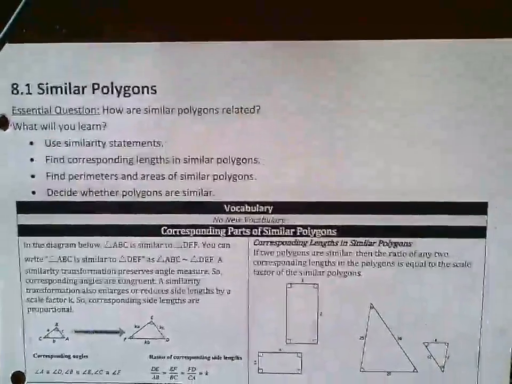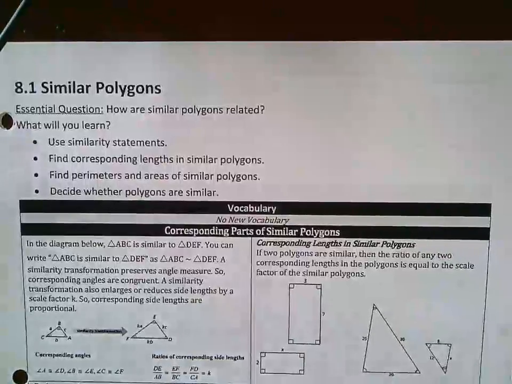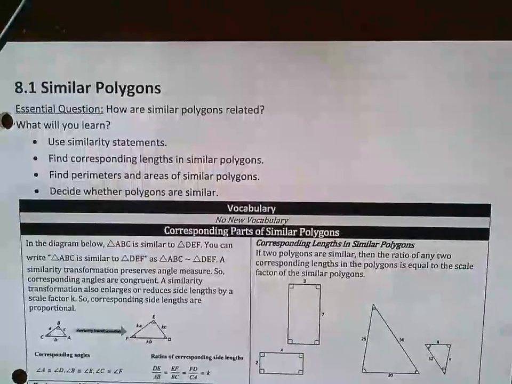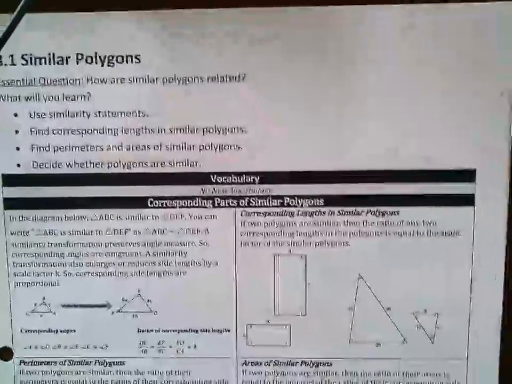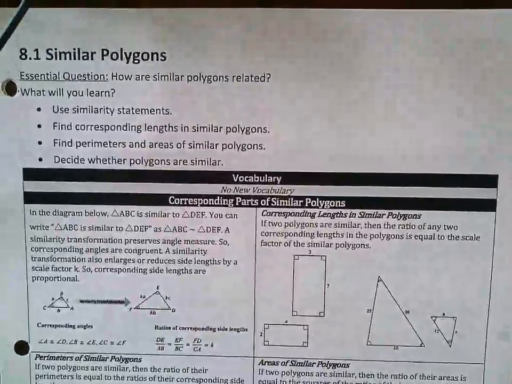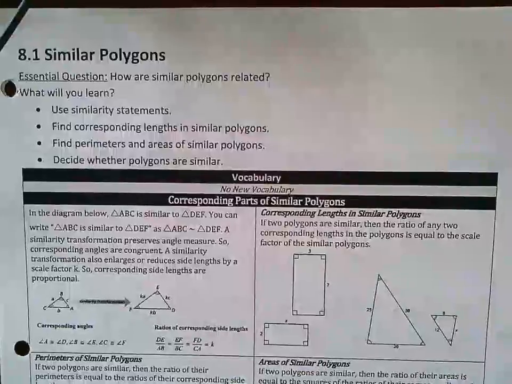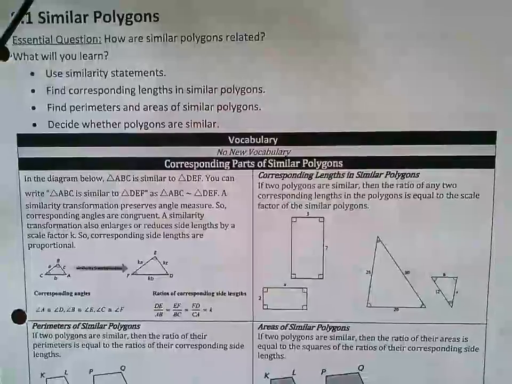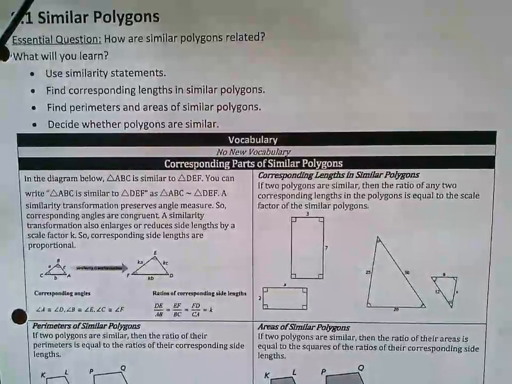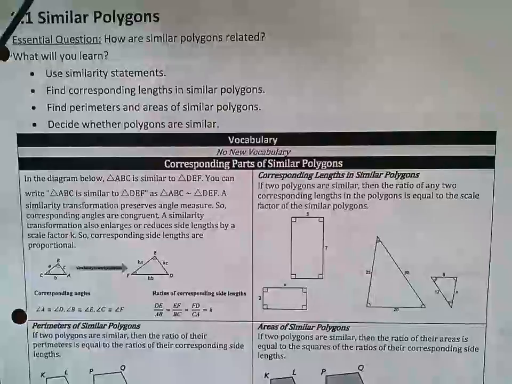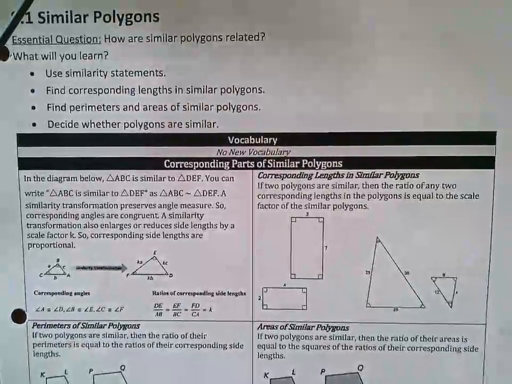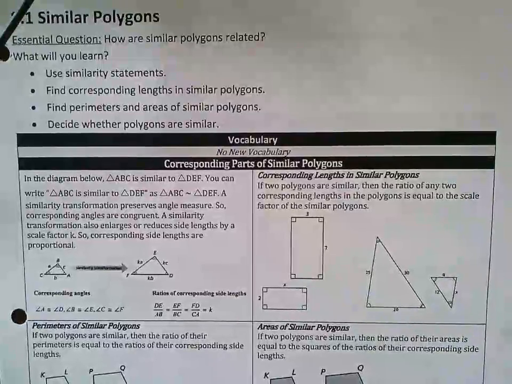So we talked about similar polygons a little bit when I was showing you similar triangles and how we write similarity statements. A couple of chapters ago, I did it as an extra lesson, so some of this might be review. But essentially, how can we relate polygons together? And what we're going to learn, our learning targets, are how to use similarity statements, find corresponding lengths in similar polygons, find perimeters and areas of similar polygons, and decide whether polygons are similar.